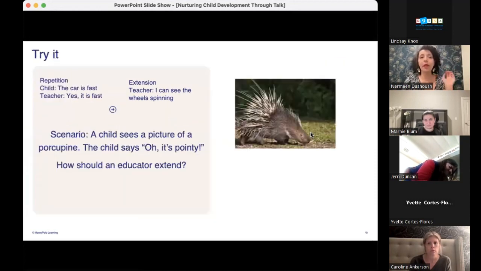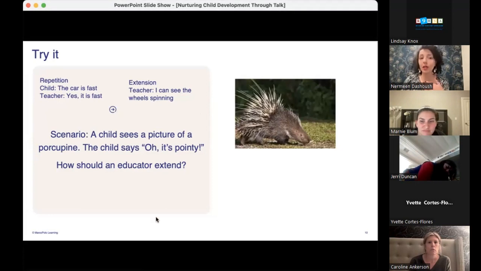Can you show? Let's try it together. I'll give you a scenario. And this is repetition. And then you'll see if you were working with a child and a child says this to you, what would you say as an educator to extend that, right? So the original example is the car is fast. Yeah, the car is fast. That's repetition. Extension is the car is fast. Yeah, and I see the wheels spinning. What more information can you give?